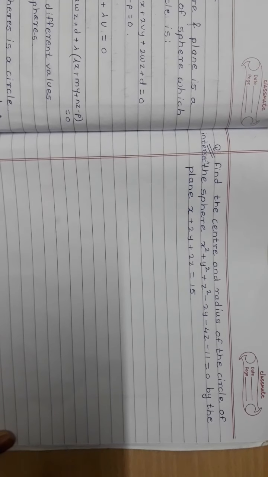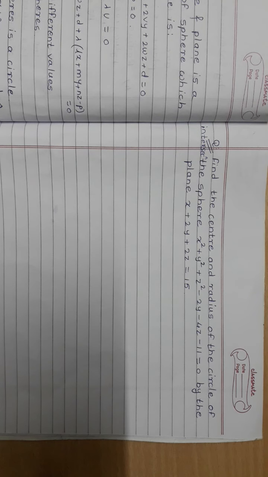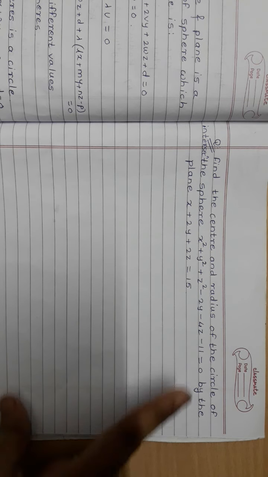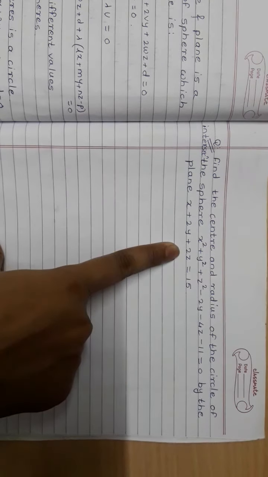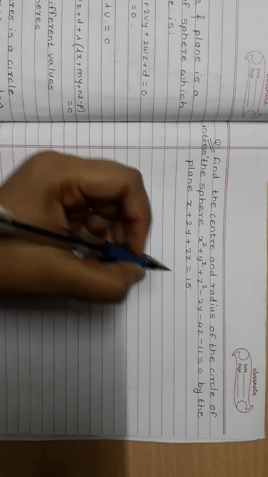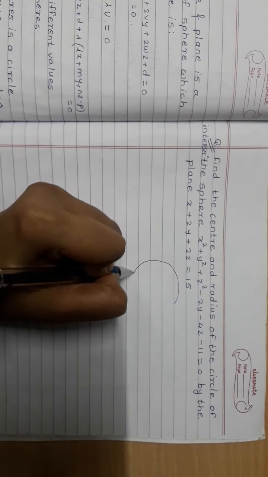Hello everyone. In the last session we have solved some examples based on the sphere. Now in this session we are going to have my next example, that is, find the center and radius of the circle of intersection of the sphere and the plane, right? That is what we are having here. One sphere is given to us.